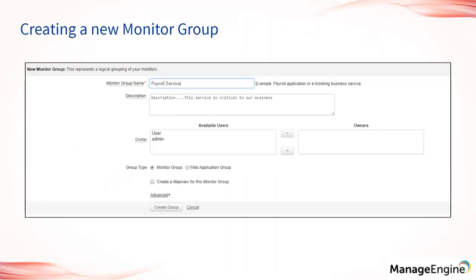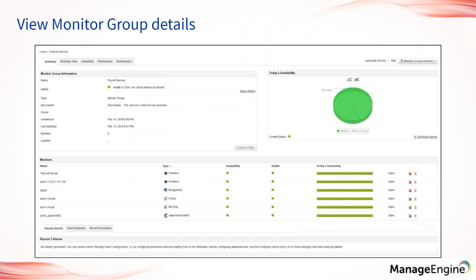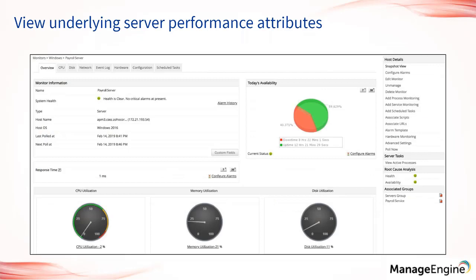Now, creating a monitor group is simple. We just need to follow the instructions. Once the group is created and monitors are associated to it, you will be able to see the holistic view of those components and the health status or availability status of those components that are associated to this group. Now, let me just quickly take you to the UI and show you how we can create a monitor group.